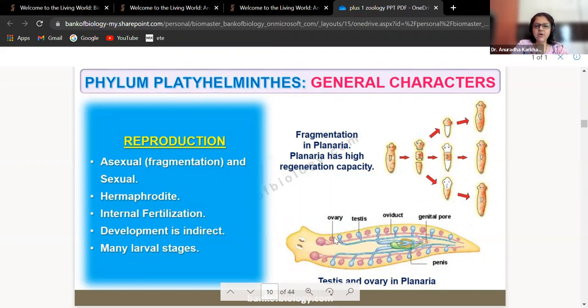Here, it has got ovaries, it has got testes. Therefore, they are hermaphrodites. Correct? Here, they have got the genital pore, the oviduct, and the penis as well. So these planaria is going to be a very good example of asexual reproduction ke liye bhi and sexual reproduction ke liye bhi. Bahut clearly yahan par demarcations dikhai dete. Okay.